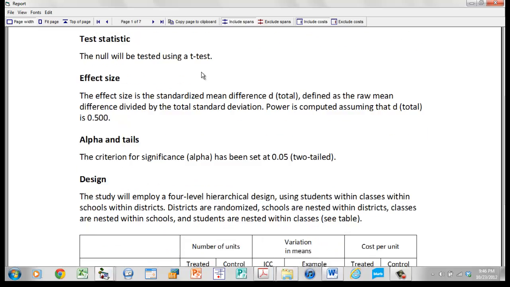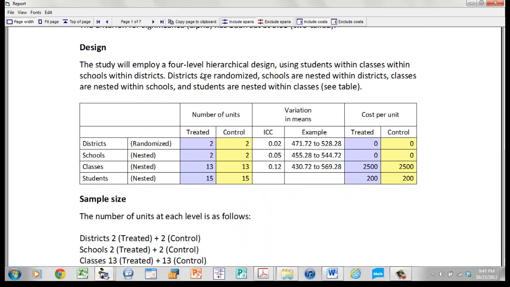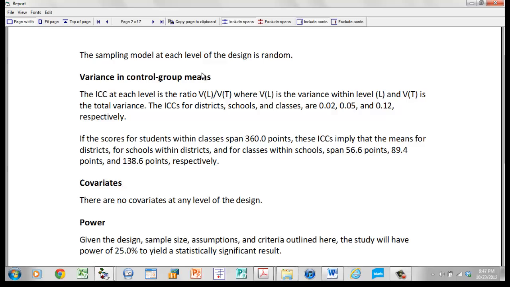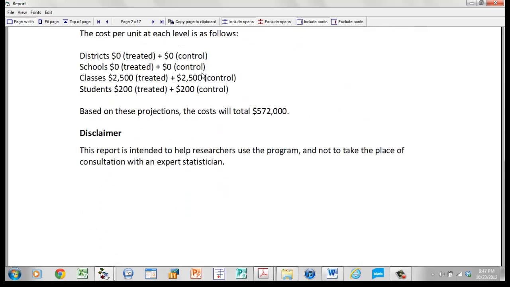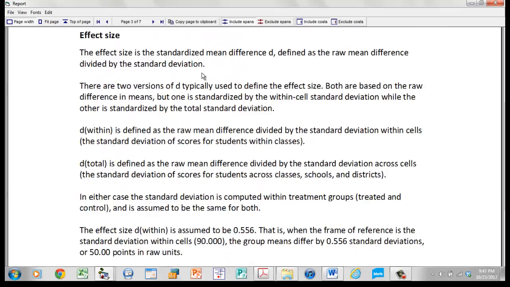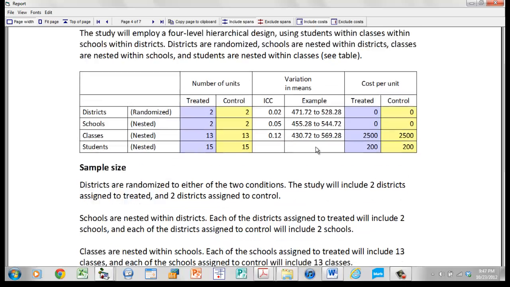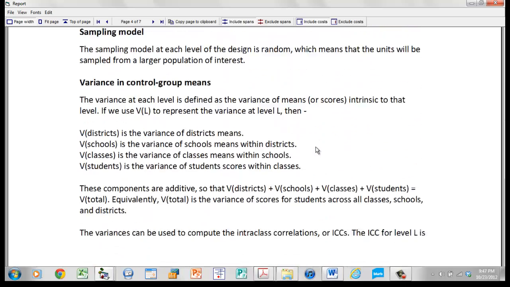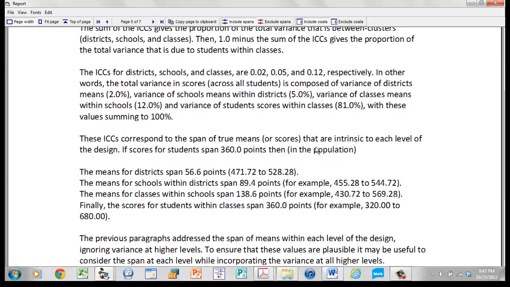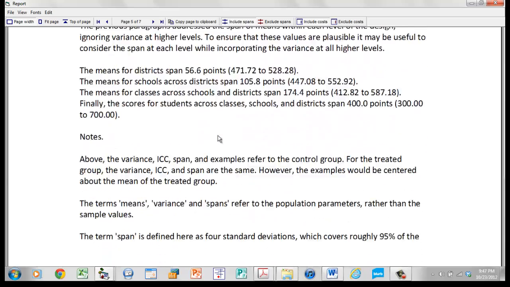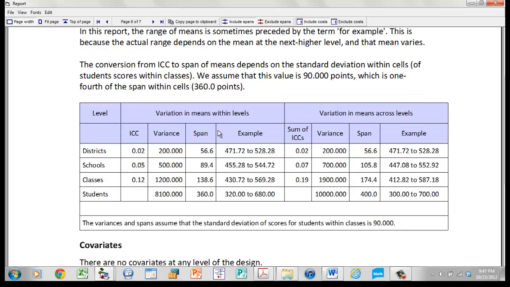Let me come over here and generate a report. And we come over here, and I'm going to go down to the page that deals with the dispersion. Okay, so we're looking over here at, okay, this is the variation in means. Excuse me, what we have over here is the variation in means within levels.